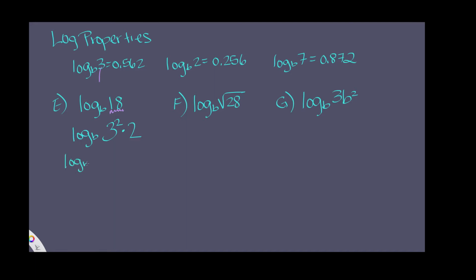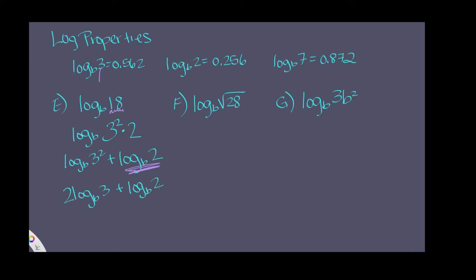I'll do it step by step for those of you that need the refresher. Log base b of 3 squared plus log base b of 2. Okay, and so now I see I have log base b of 2, which I already know is 0.256. I'm not quite there on this guy. I've got to swing this 2 out front. So I can write 2 log base b of 3 plus log base b of 2.